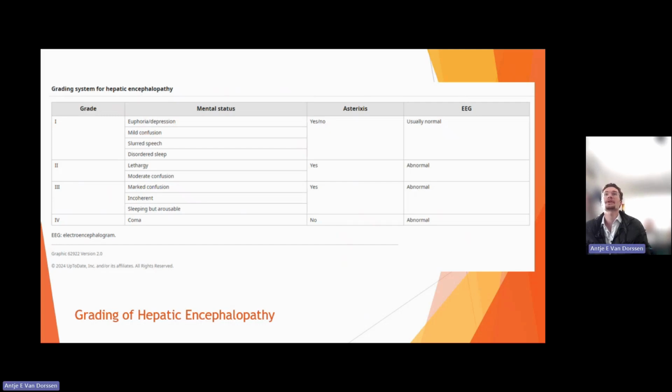Grade 2, lethargic with some moderate confusion. Grade 3, marked confusion. And grade 4, coma. Obviously, if you've got a coma, you're not going to have an asterixis, but the other two, you will have a hepatic flap. So the patient goes like that. Yeah, and then in first world countries, or if you've got the resources available, then EEG monitoring can be done as well.